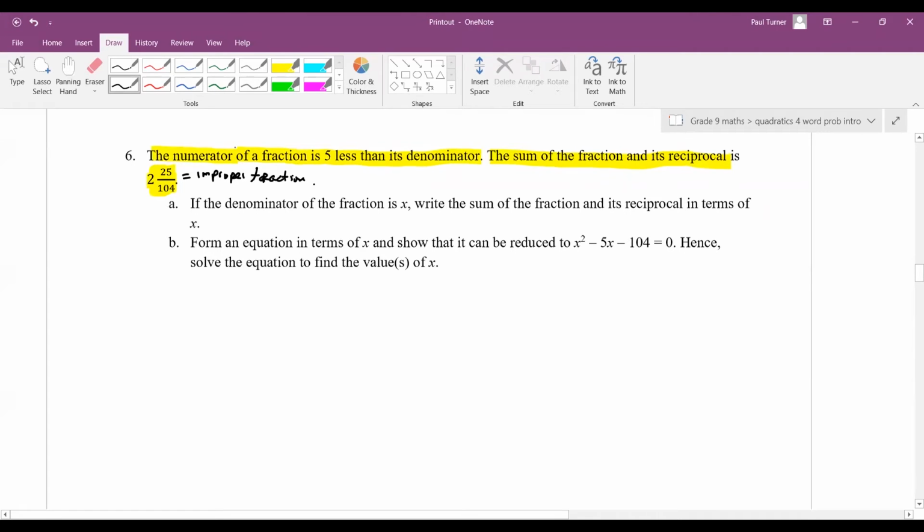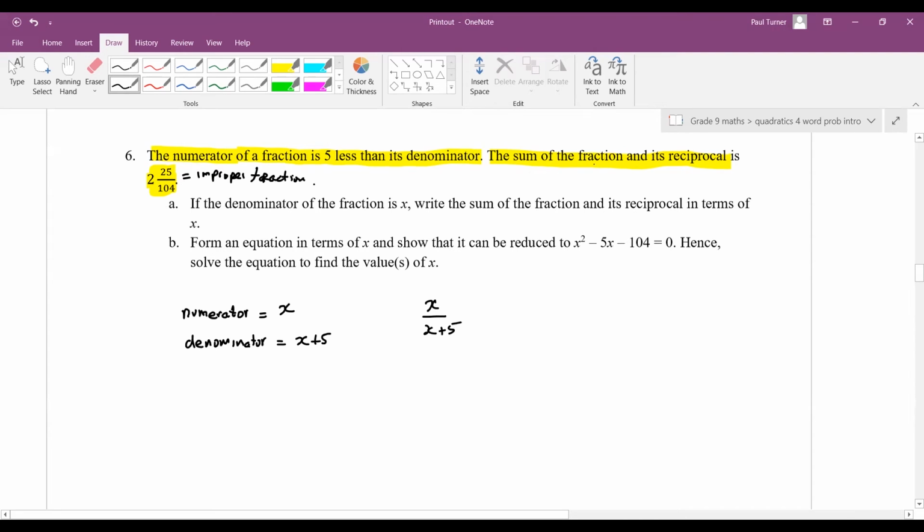So the numerator of a fraction is 5 less than its denominator. So if the numerator is x, all right, so the numerator is x, and that's 5 less than its denominator. Okay, so the denominator must be x plus 5, because it's saying that the numerator is 5 less than the denominator. So if the numerator is 10, the denominator would be 15, which means that the numerator is 5 less than the denominator, for example. So x and x plus 5. So that's our first fraction. So x on x plus 5.